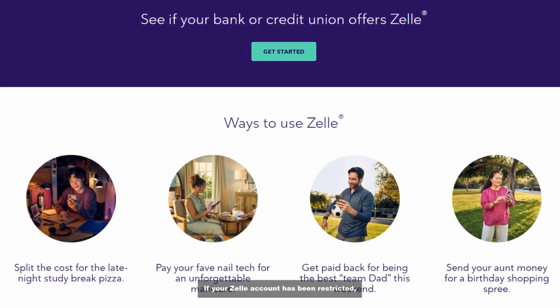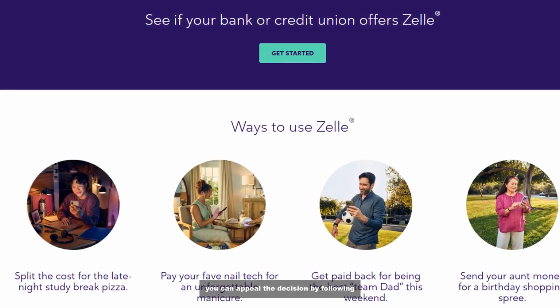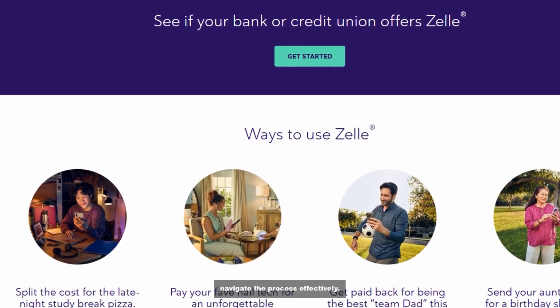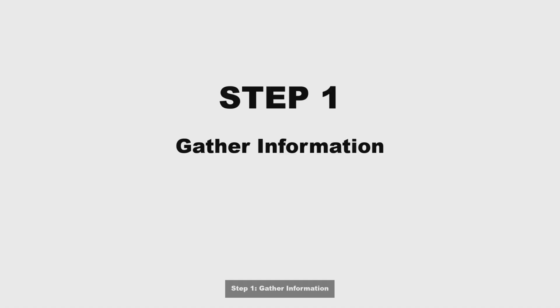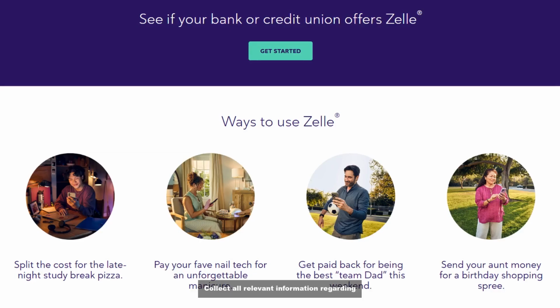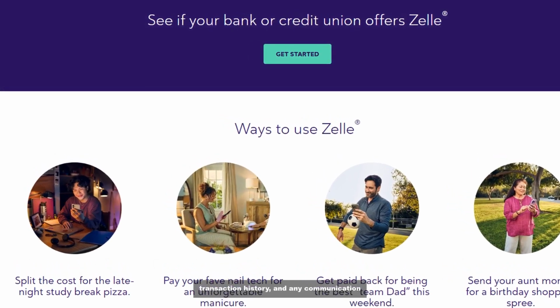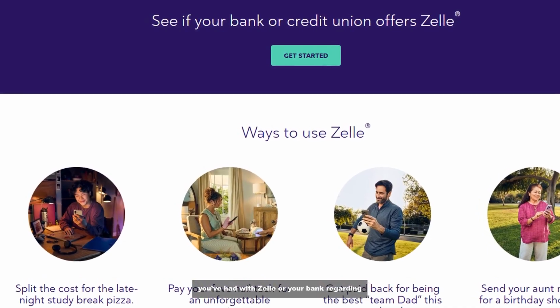If your Zelle account has been restricted, you can appeal the decision by following these steps. This guide will help you navigate the process effectively. Step 1. Gather information. Collect all relevant information regarding your account, including your account number, transaction history, and any communication you've had with Zelle or your bank regarding the restriction.